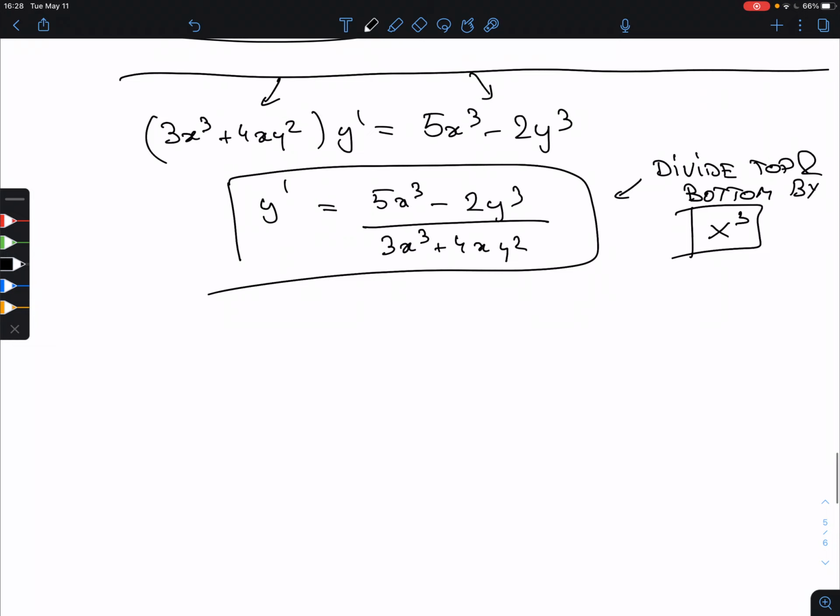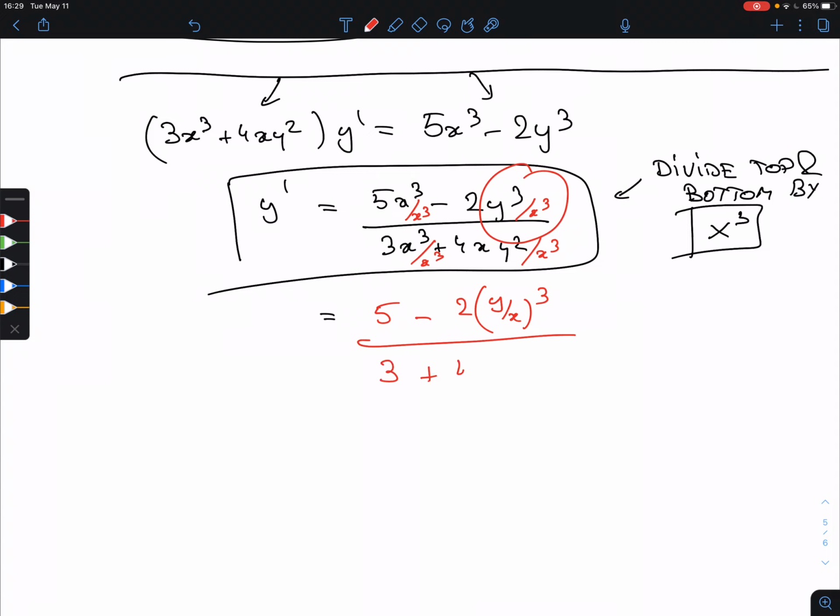Let's see what we get here if I do this. I'll write it here in red. So I divide here by x cubed, I divide here by x cubed, divide by x cubed. Remember, divide top and bottom means divide every single term by x cubed. And let's see what happens after cancellation. We get 5 minus 2 y over x cubed. I combine this as a single cube. Here the cubes cancel again. 3 plus 4, one of the x's cancels and I get y over x squared.